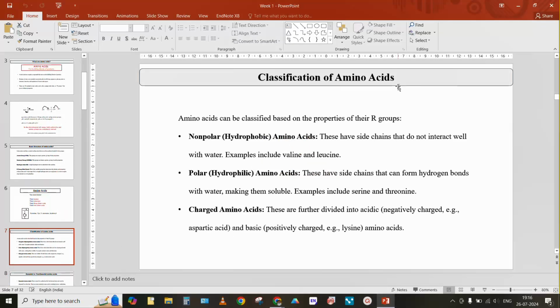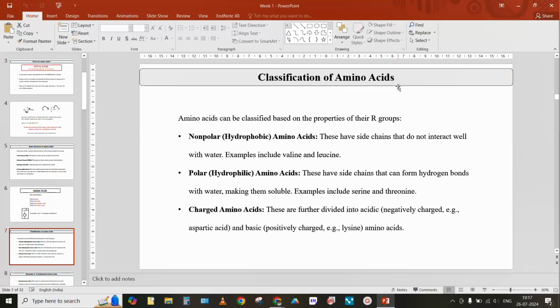Then the classification of amino acids. Amino acids can be classified based on the properties of their R groups: non-polar amino acids, which are hydrophobic in nature, polar amino acids, which are hydrophilic in nature, and charged amino acids. We'll start with the non-polar ones. Non-polar hydrophobic amino acids have side chains that do not interact well with water. Examples include valine and leucine. On the other hand, polar hydrophilic amino acids have side chains that can form hydrogen bonds with water, making them soluble. Examples are serine and threonine.